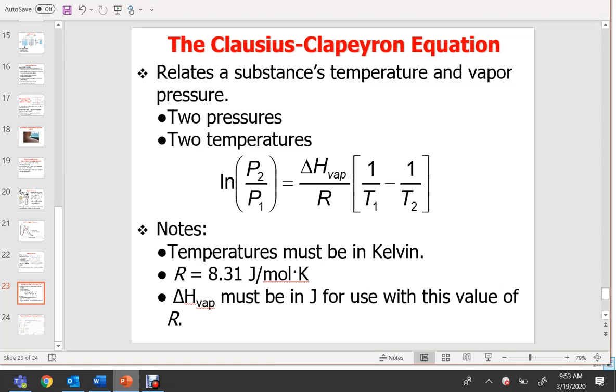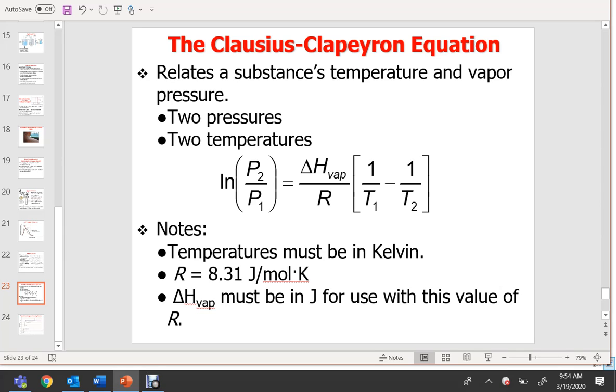The Clausius-Clapeyron equation allows us to calculate the temperature and vapor pressure. In this equation, there are two pressures and two temperatures. Here we can just use the high pressure cooker as an example. We know that at 1 atm, the boiling point of water is 100 Celsius degree. So P1 equals 1 atm and T1 equals 100 Celsius degree. But in this equation, we always need to keep the temperature in Kelvin.